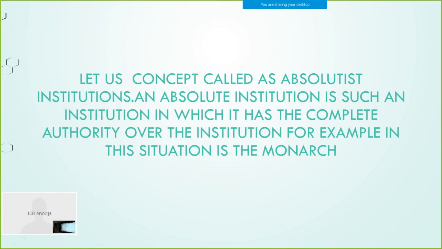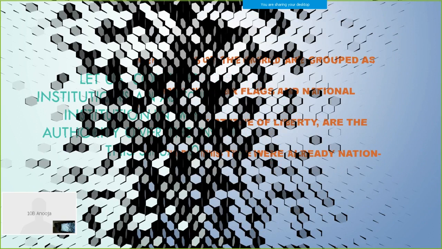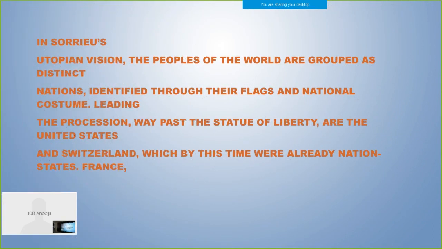This chapter is simply about world history. So Frederick Sorrieu's vision is said to be a utopian vision, an imaginary situation.